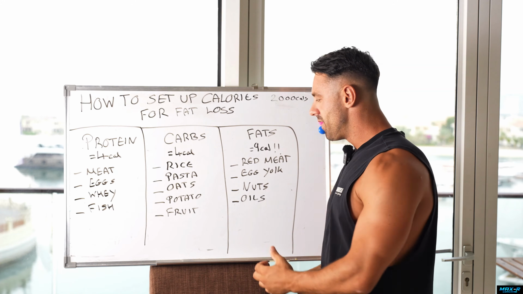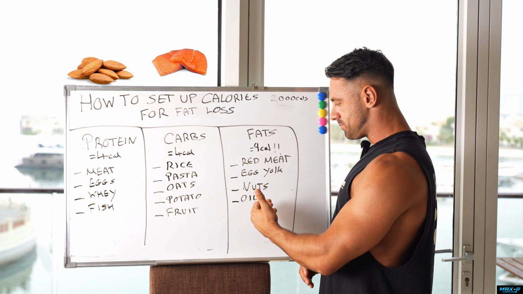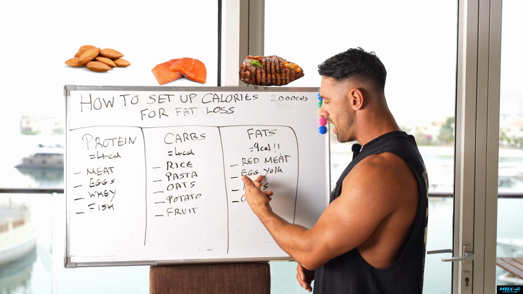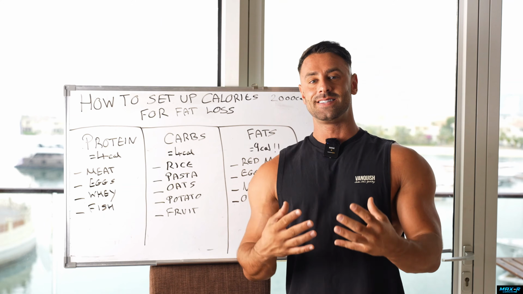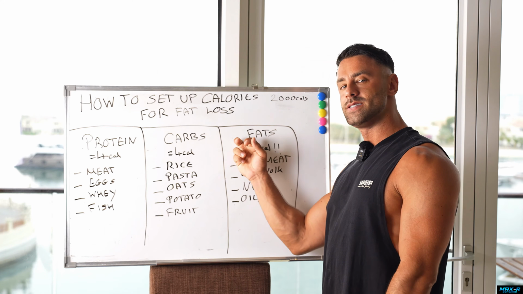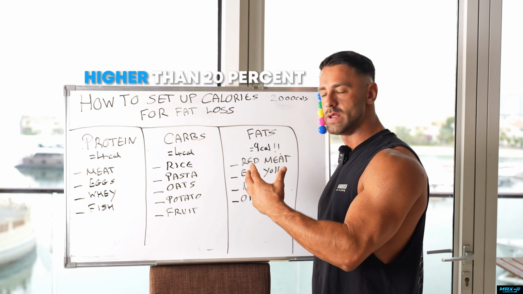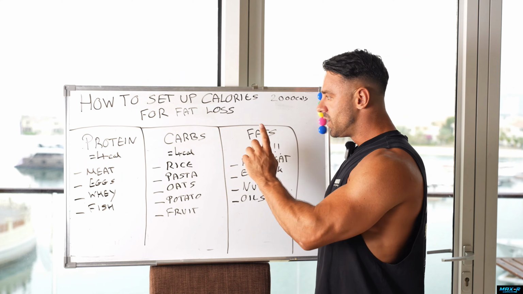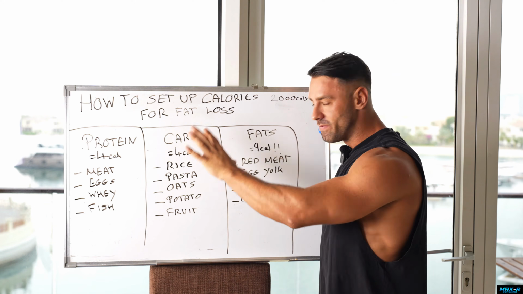You might be someone that loves fats. You might love having almonds. You might love having salmon. You might love sirloin, ribeye, and eggs. If that's you and you find that easier to stick to, then you're going to be someone who is a high protein, high fat dieter. And you wouldn't be at 20% fat. You might be way higher than 20%. That's completely okay because we're keeping to 2,000 calories. That is what we're doing for this individual.